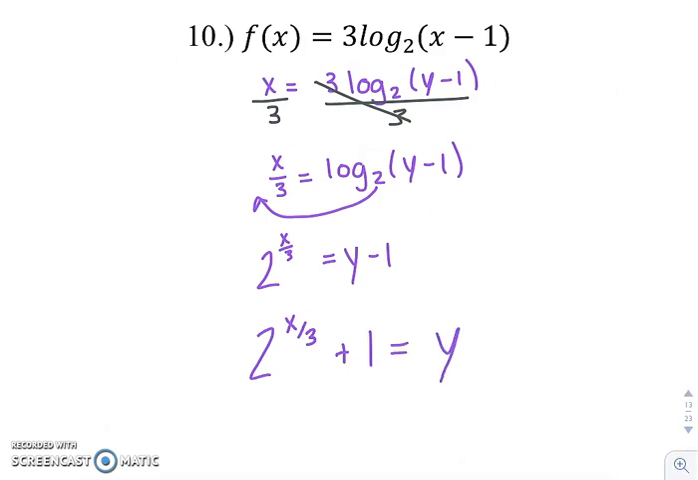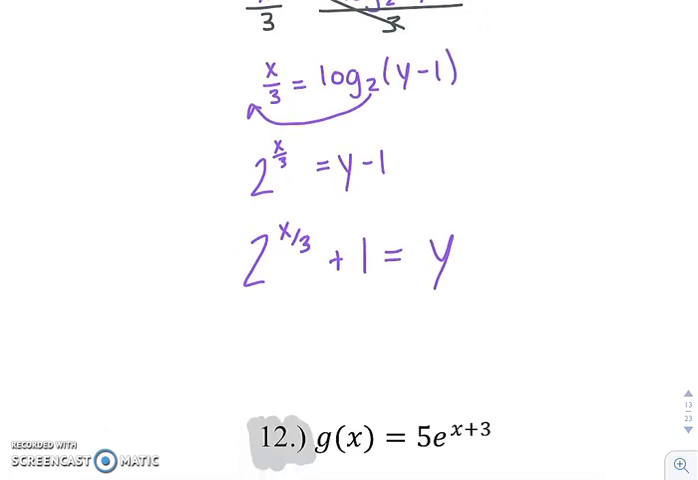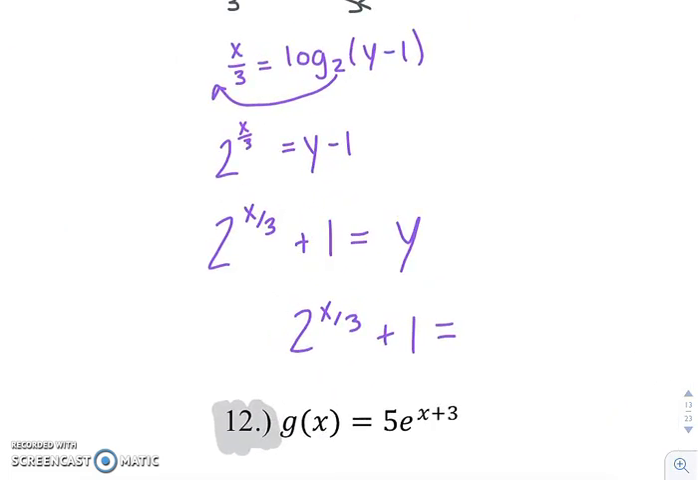Again, you are fine here. You can leave it as y equals. I'm just going to write it in inverse notation. So 2 to the power of x over 3 plus 1 equals f to the negative first of x.